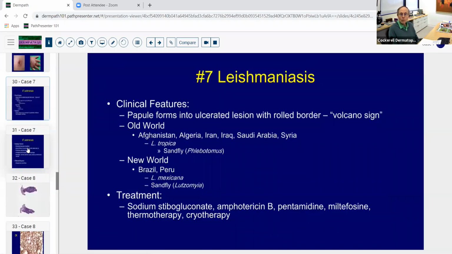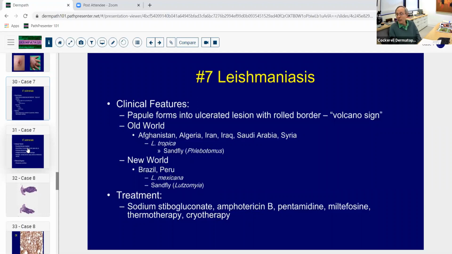So remember, there's two types. There's the New World type, the Old World type. Leishmania mexicana is generally the type that's associated with New World disease. L. tropica is often seen in the Old World type. And then the sand flies differ. You get the Phlebotomus fly in the Old World. You get the Lutzomyia fly in the New World.